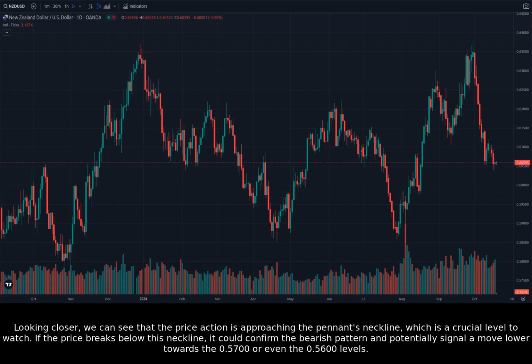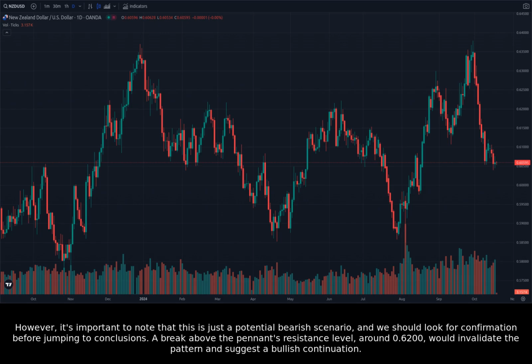Looking closer, we can see that the price action is approaching the pennant's neckline, which is a crucial level to watch. If the price breaks below this neckline, it could confirm the bearish pattern and potentially signal a move lower towards the 0.5700 or even the 0.5600 levels. However, it's important to note that this is just a potential bearish scenario, and we should look for confirmation before jumping to conclusions. A break above the pennant's resistance level, around 0.6200, would invalidate the pattern and suggest a bullish continuation.